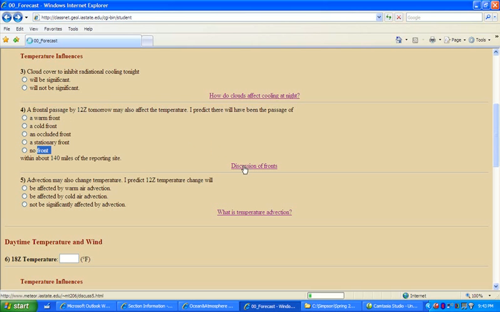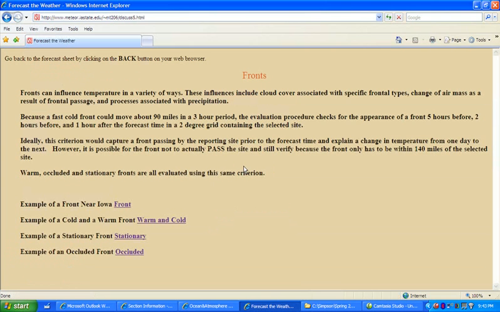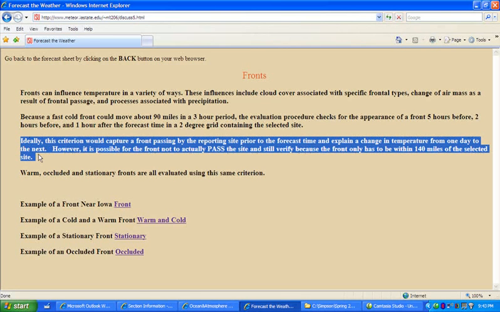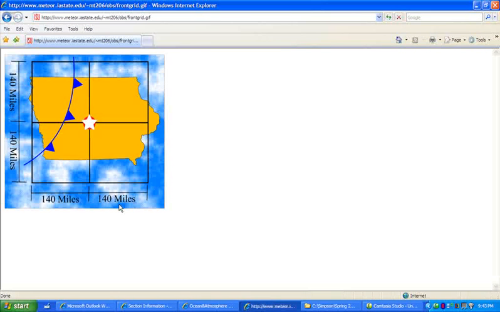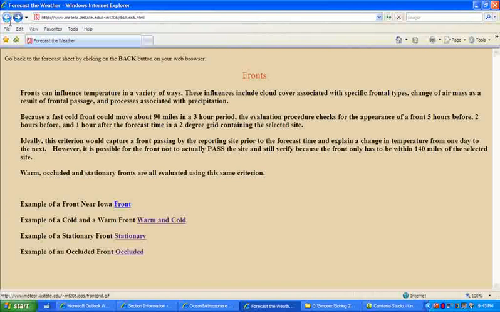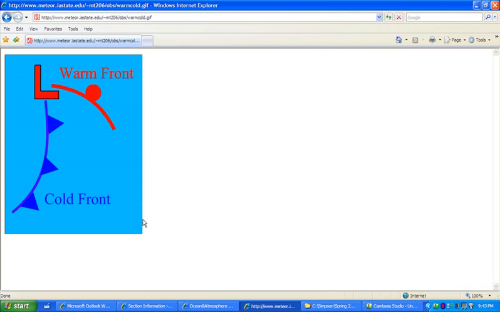Now if we go and click on the discussion of fronts, basically the criterion is that a front is within 140 miles of your reporting site. So an example of a front near Iowa, if you're reporting for or making a forecast for Des Moines, anything within this block here, this block, or this block will be within 140 miles of the reporting station. And you see examples here of cold fronts and warm fronts.